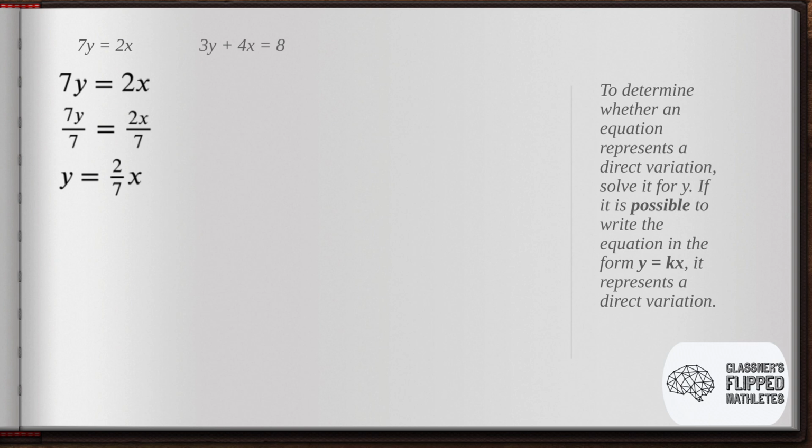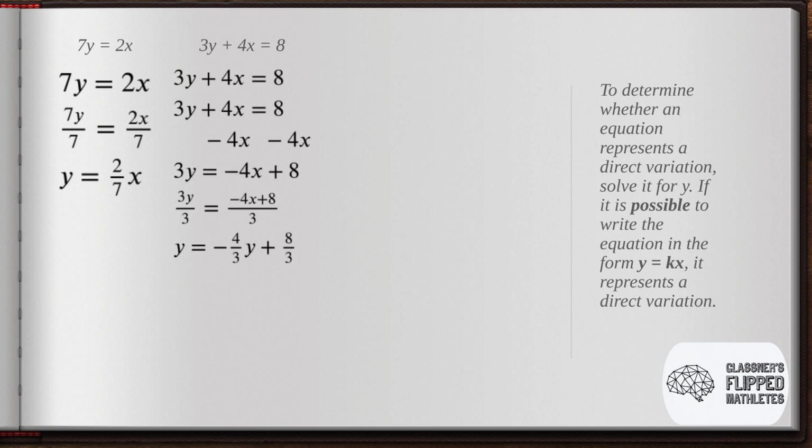For 3y plus 4x equals 8, you can kind of already see this is not going to fit that relationship, because when you solve for y, by subtracting 4x from both sides, you get 3y equals negative 4x plus 8. Divide both sides by 3 to get y isolated by itself: y equals negative 4/3 x plus 8 over 3. You can see right off the bat that 8 over 3, which is derived from the 8 at the beginning, is not going to allow it to fit the form y equals kx. If there is a constant, a number not associated with a variable, then it is not going to be direct variation. So this is not a direct variation equation.